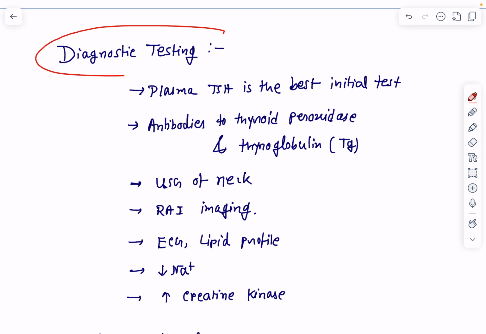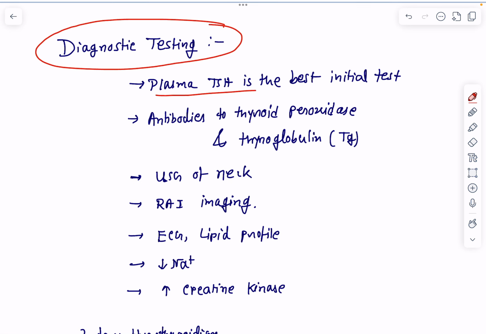Diagnostic testing. How do you diagnose a case of hypothyroidism? Of course, plasma TSH is the best initial test for diagnosis of hypothyroidism, because even in mild cases of hypothyroidism plasma TSH will rise. And if plasma TSH is normal, we can almost rule out hypothyroidism. Antibodies to thyroid peroxidase are very important. Antibodies to thyroglobulin are very important. We need to do this test.